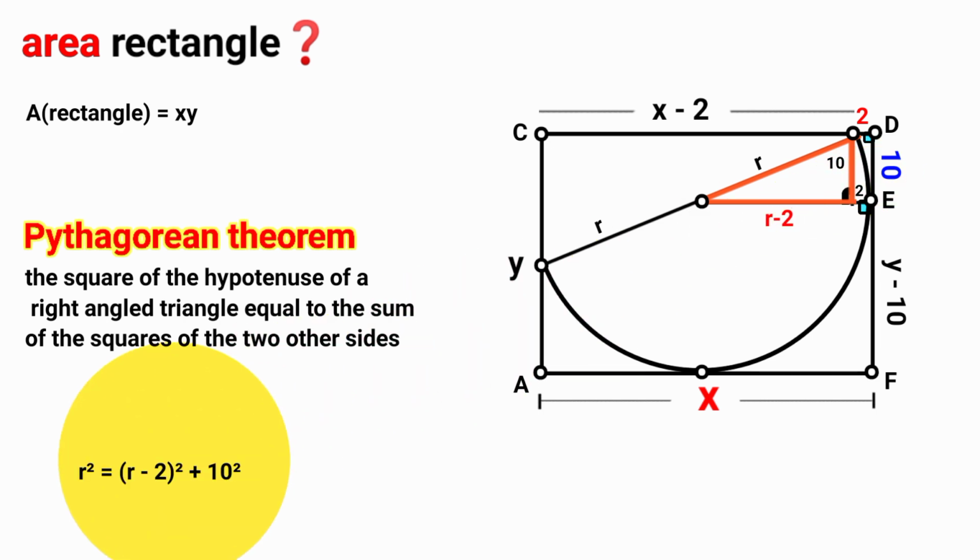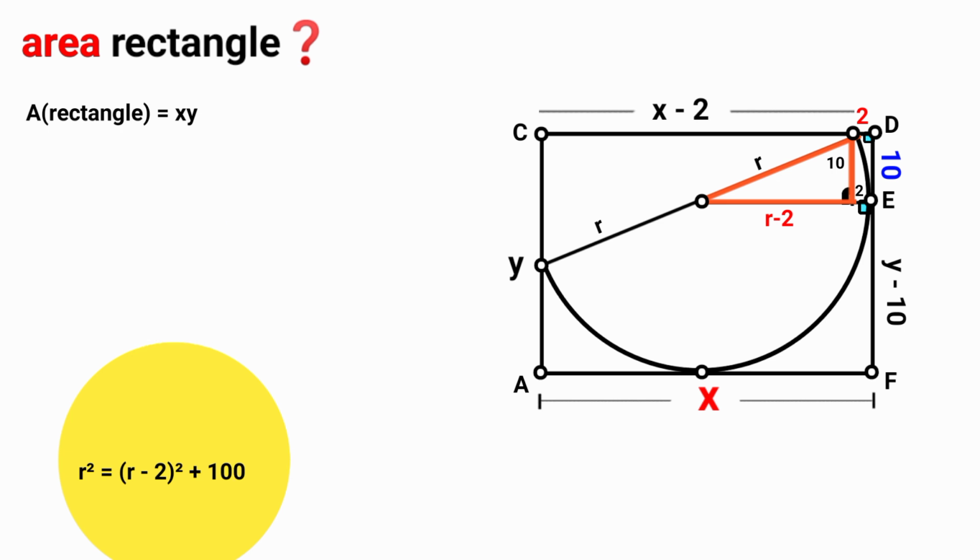So r squared equal to (r minus 2) all squared plus 10 squared. 10 squared is 100. (r minus 2) all squared is (r minus 2) times (r minus 2), which is r times (r minus 2) minus 2 times (r minus 2). r times (r minus 2) is r squared minus 2r, and minus 2 times (r minus 2) is minus 2r plus 4. Minus 2r minus 2r is minus 4r. So it is now r squared minus 4r plus 4.